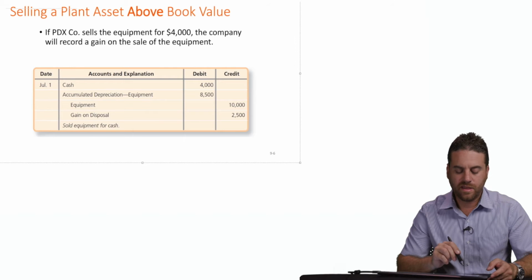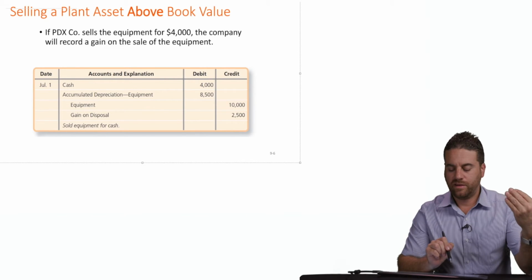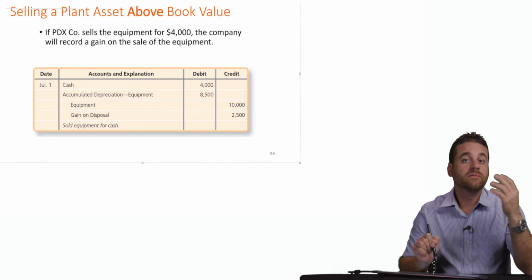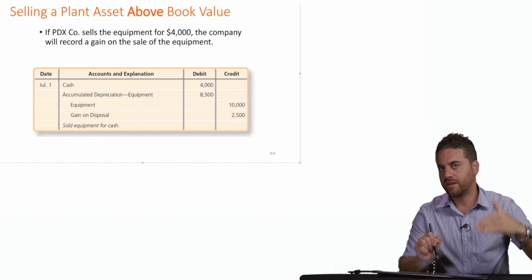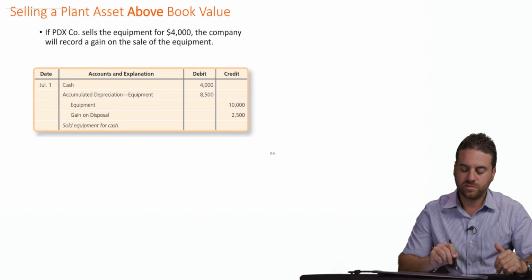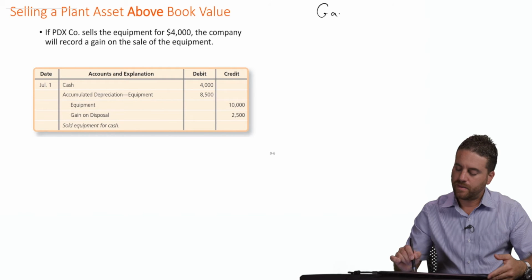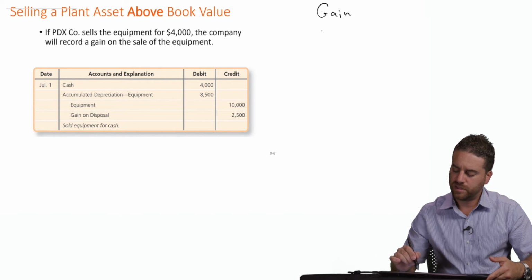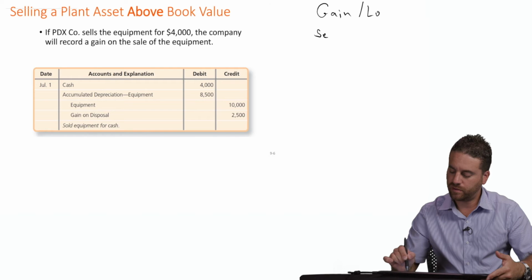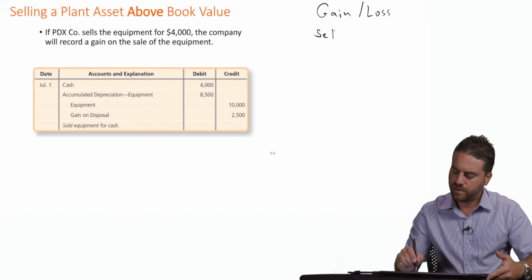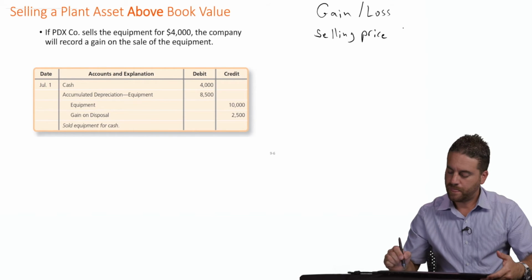Let's have another example. Let's say that we sold it above the book value. Now, what is the book value? $1,500. 10,000 minus 8,500, $1,500. We were able to sell the equipment for $4,000. The company will record the gain on the sale of the equipment. What is the gain? How do we calculate the gain? The gain or loss is always the selling price, in other words, the cash that we will receive.